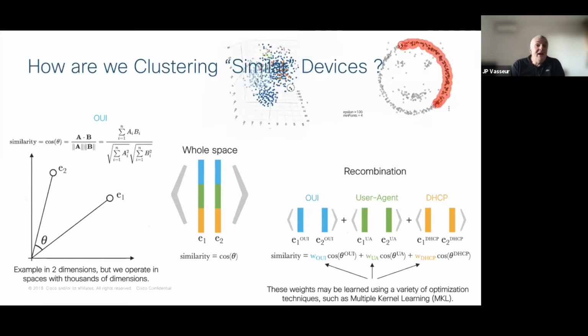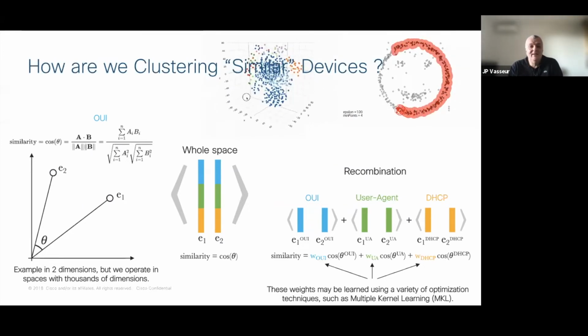The difficulty in our case was the distance. Here I'm just showing a DBSCAN, a density-based clustering mechanism.